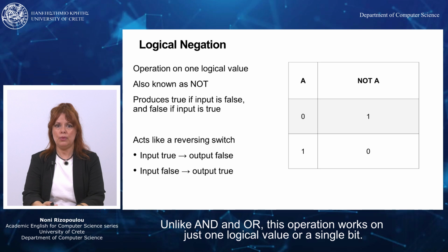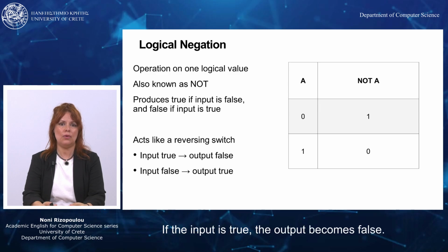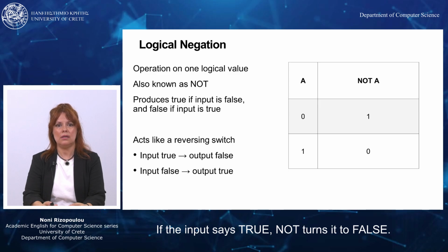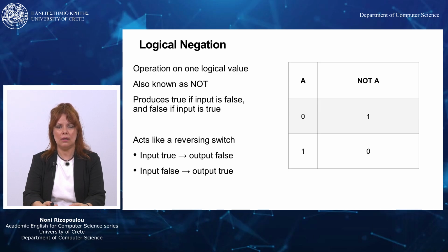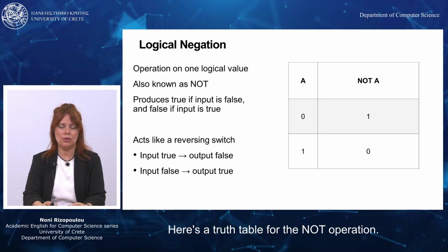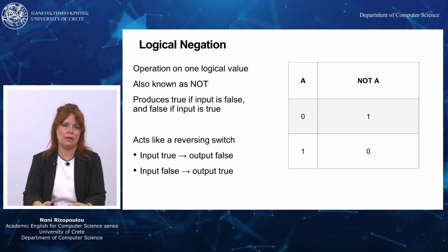Unlike AND and OR, this operation works on just one logical value or a single bit. The negation simply reverses the value. If the input is true, the output becomes false. If the input is false, the output becomes true. Think of it like a light switch that flips the opposite of whatever it's given. If the input says true, NOT turns it to false. If the input says false, NOT turns it to true. It's a simple but fundamental building block in both digital circuits and programming logic. Here's a truth table for the NOT operation. As you can see, the output is always the opposite of the input.